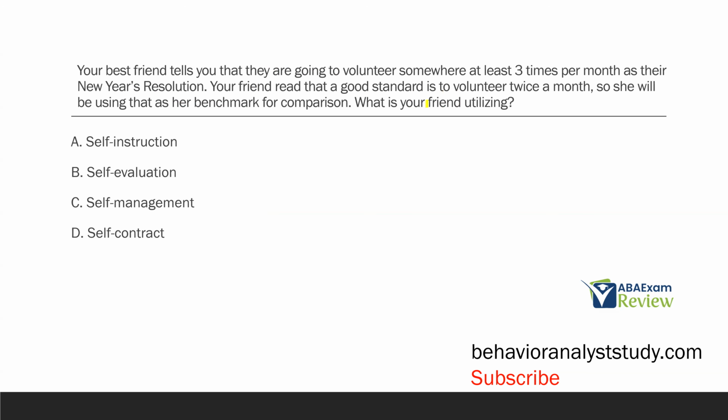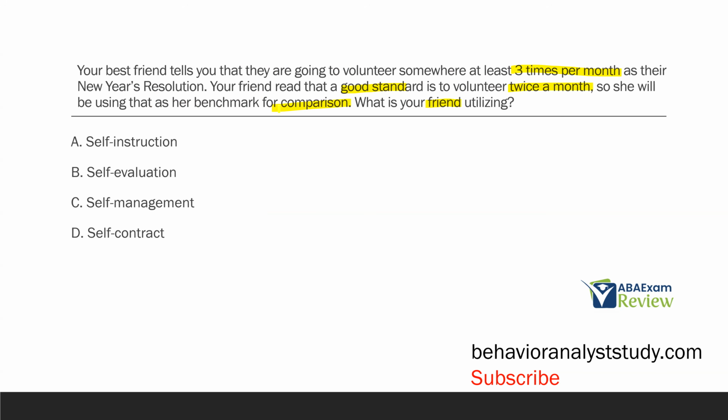Looking at your friend's behavior here, she's doing some sort of self-management. What do we know? What is your friend doing? Well, your friend wants to volunteer 3 times per month. All right, immediately we need to start thinking, looks like measurement. This could be important. She wants to do 3 times per month as a New Year's resolution. The standard is twice a month. Why is the standard important? Well, she's going to be using that to compare her performance.